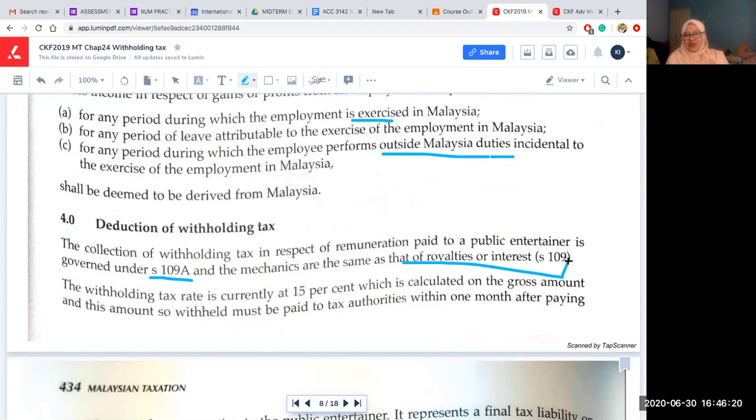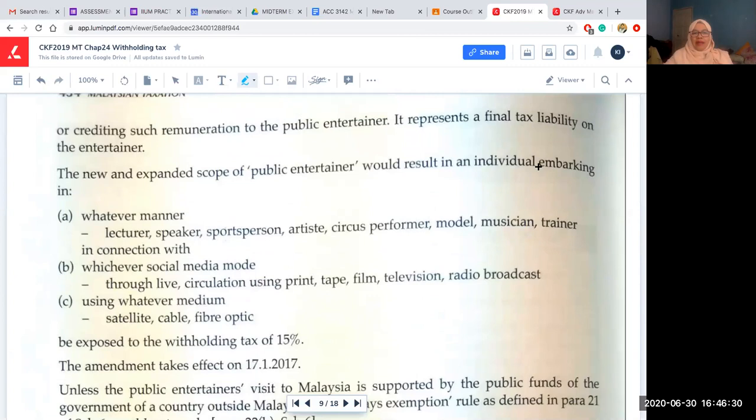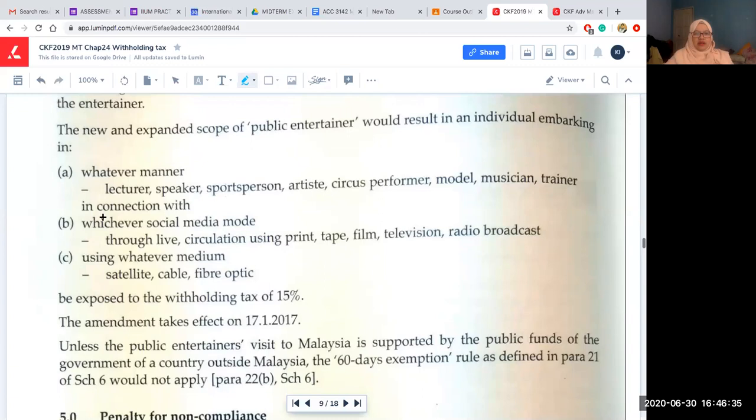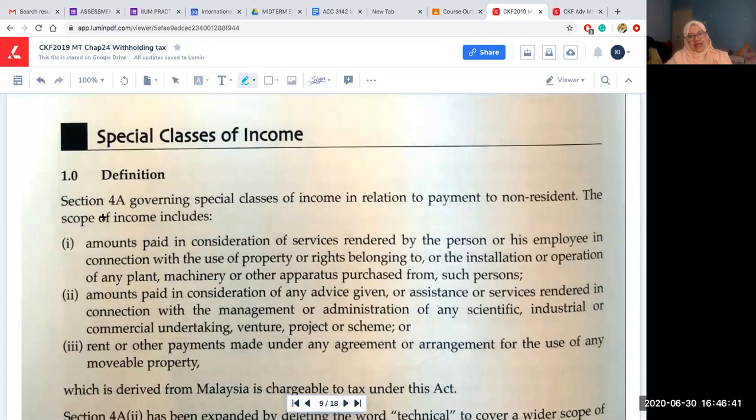Under section 109. Okay, it's 15%. The new and expanded scope of public entertainer, right, tengok ni, embark in whatever manner, lecturer, speaker, tengok tu, saja je kan. Penalty for non-compliance is the same. Okay, special classes of income. This one, actually, you found the very beginning on page 1 of your textbook.